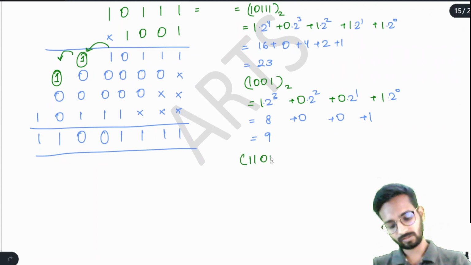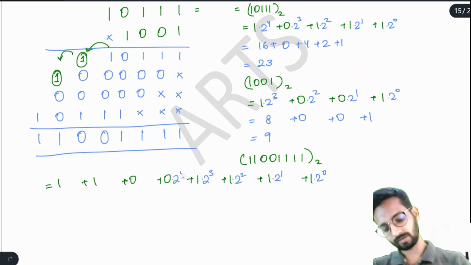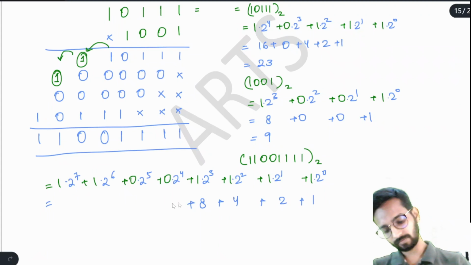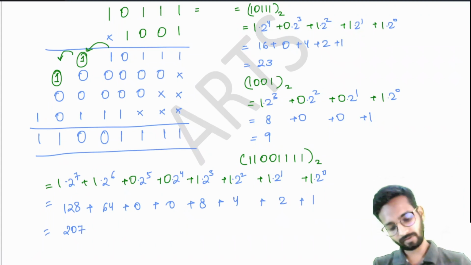See, 1100111. If I have to convert this number now, what will we do? 1 plus 1 plus 0 plus 0 plus 1 plus 1 plus 1 plus 1 into 2 power 0, 2 power 1, 2 power 2, 2 power 3, 2 power 4, 2 power 5, 2 power 6, and 2 power 7. Converting it, this will become 1 plus 2 plus 4 plus 8 plus 0 plus 0 plus 64 plus 128. Adding all these numbers, we get 207. Now, how will we check our answer, whether whatever we have done is correct or not?